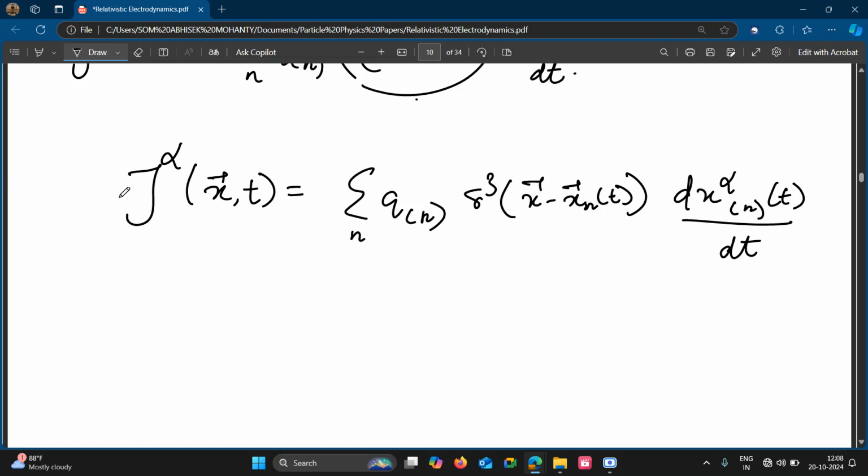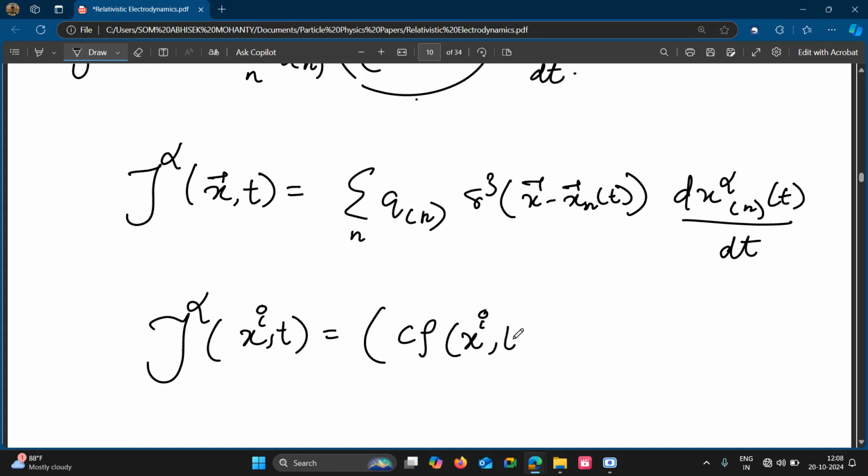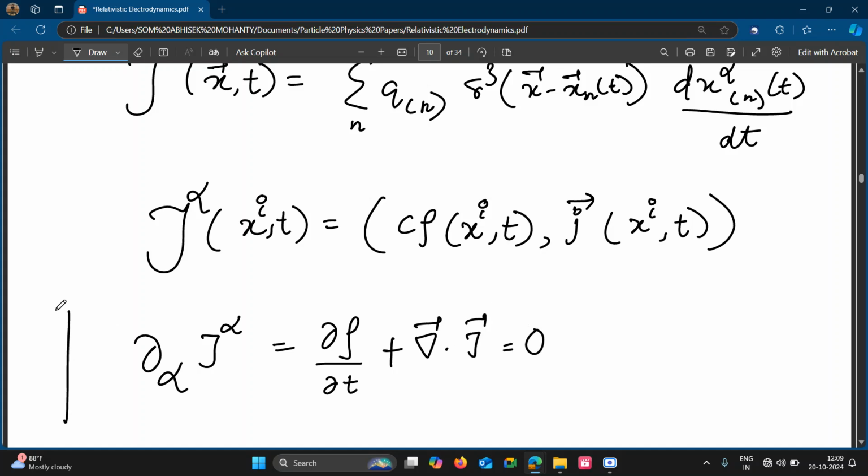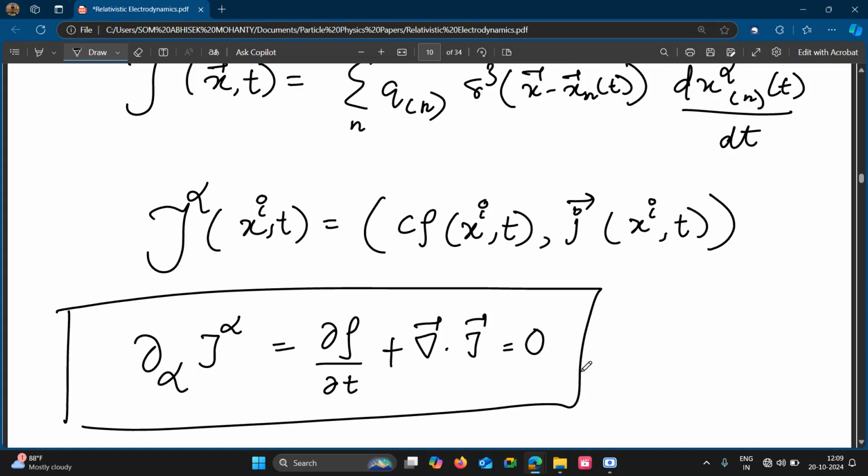We can also write it as J alpha of xi, t equal to c rho of xi, t and j vector of xi, t. And we can also write the continuity equation covariantly as del alpha J alpha equal to del rho by del t plus del dot j vector equal to 0. So this is the covariant form.